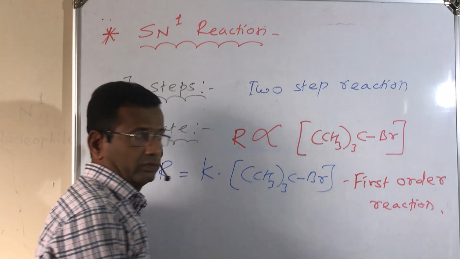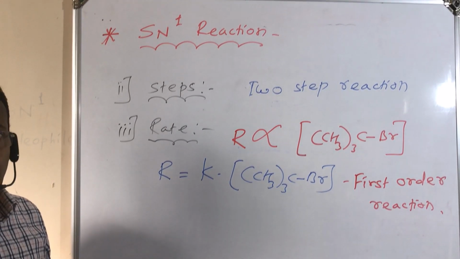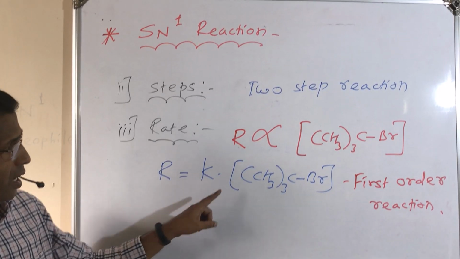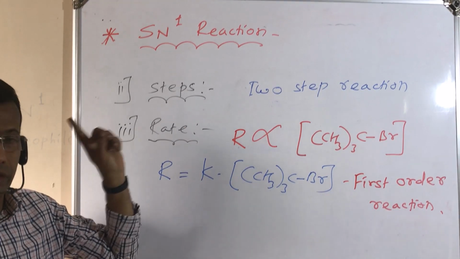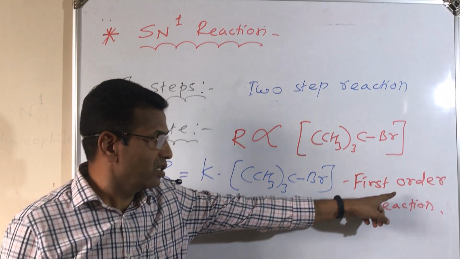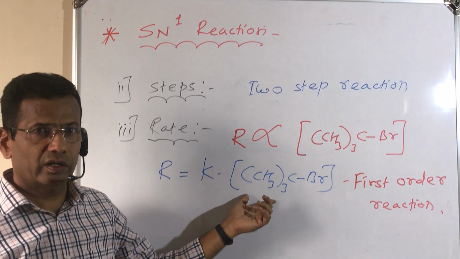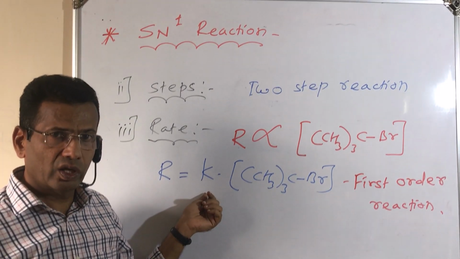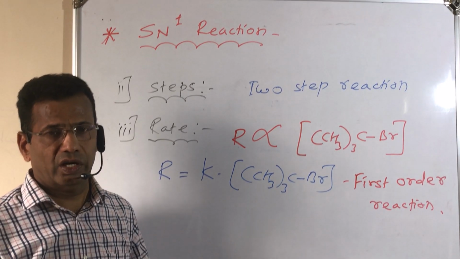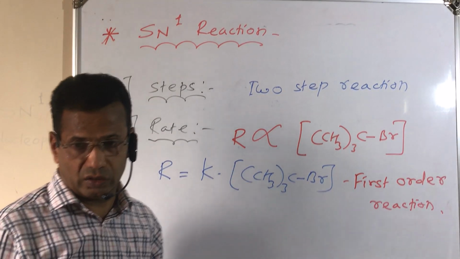What about SN2? SN2 was a second order reaction, where the rate of SN2 depended on the concentration of both the reactant substrate as well as OH minus ion. Here the rate is independent of the concentration of OH minus ion; it is dependent on the concentration of tert-butyl bromide. Such a type of reaction is a first order reaction. If you are supplied the concentration of tert-butyl bromide, K is a fixed value, you can calculate the rate of this SN1 type of reaction. It is the third point, that is, rate. The reaction is a first order reaction.